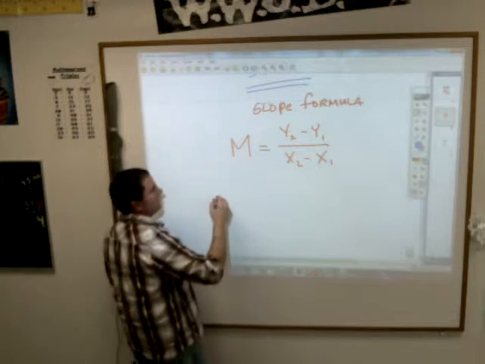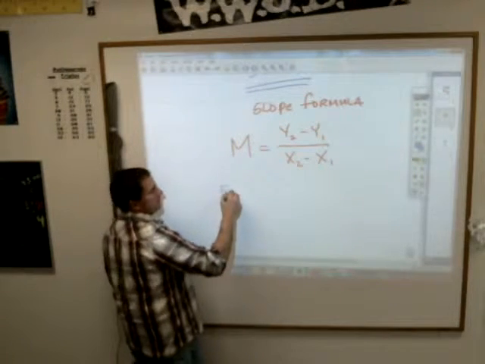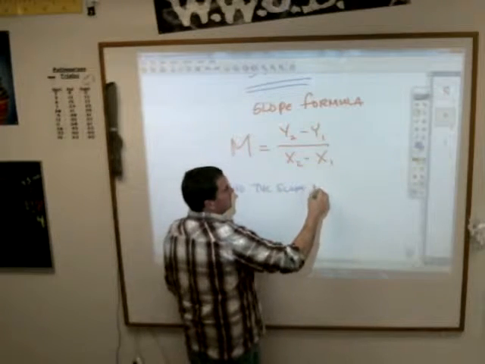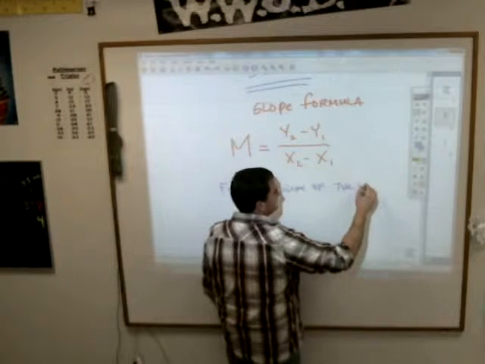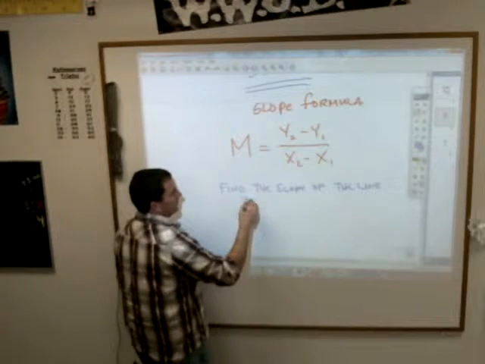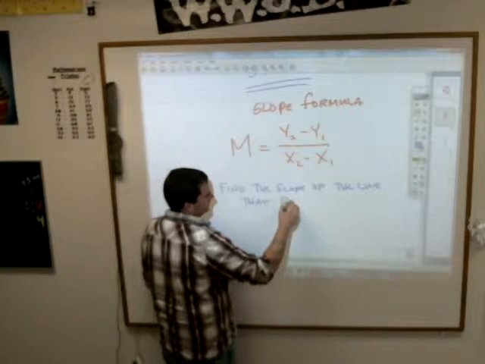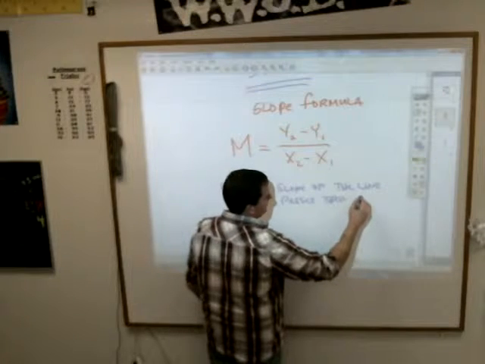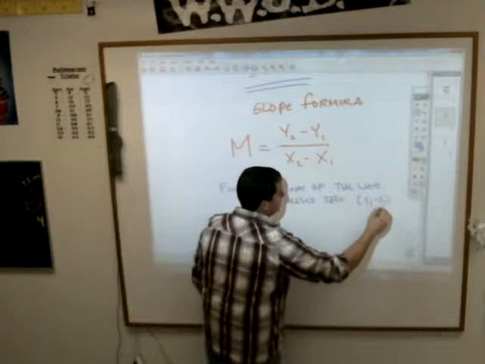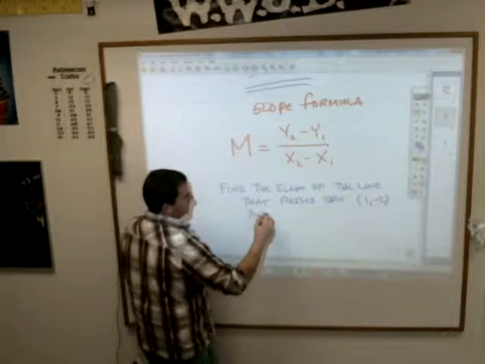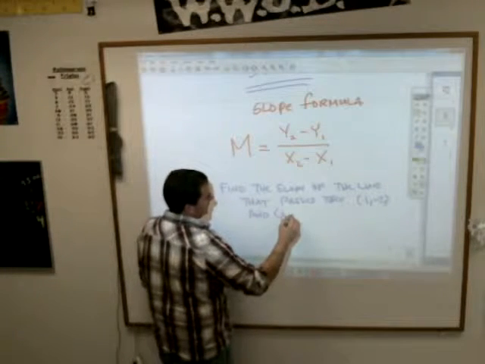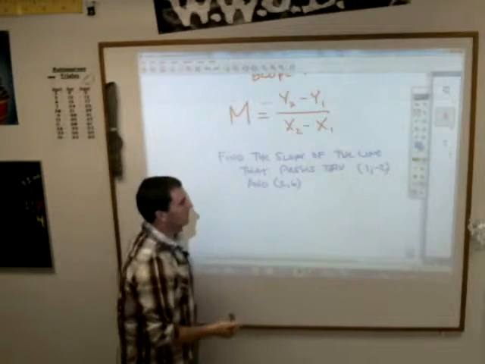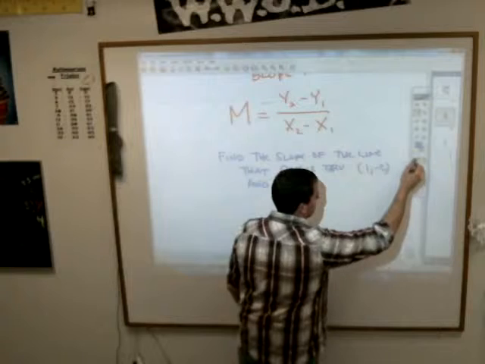Okay? If you were asked this question, find the slope of the line that passes through (1, -2) and (2, 6). Now what that's asking you is this.